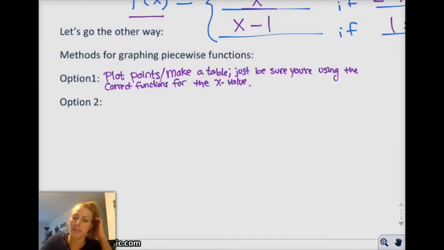So like plot points and make a table, but just make sure that you're using the right function for the x value, like not crossing over boundaries. The other option, and this is kind of what I like to do, is I graph one piece at a time, just like as an entire function, and then in pencil, and then I erase what doesn't exist.